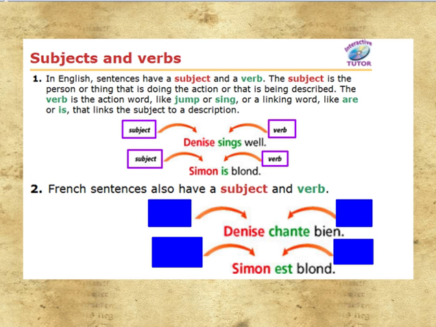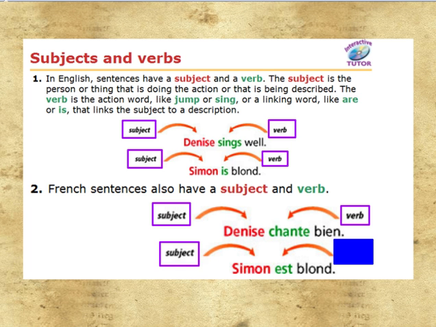Now, French sentences look the exact same. They have subjects and they have verbs. So they've taken these two sentences and translated them to French. Here you have Denise chante bien for Denise sings well. Of course, Denise is still the subject of the sentence because it's still the person the whole sentence is about. And then chante is still the action word of singing in the sentence, so it is the verb. Same thing with Simon est blonde. Simon is still the subject of the sentence, and est is the word for is, and it's linking him to the description of being blonde.